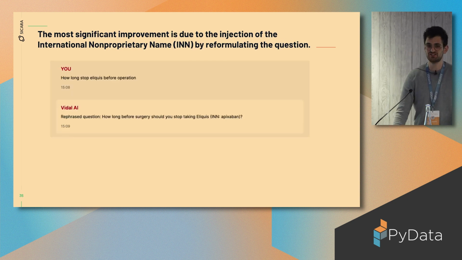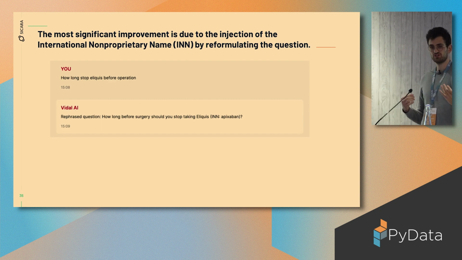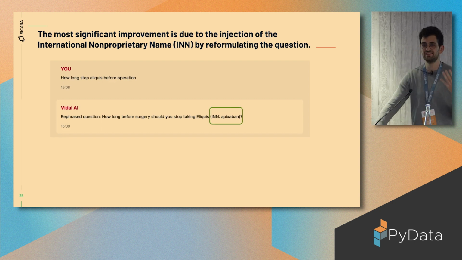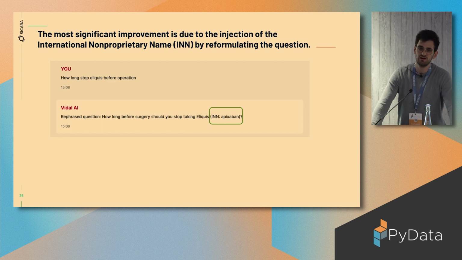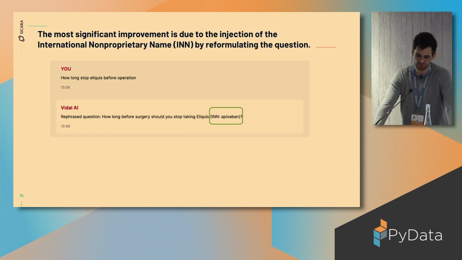And it was actually quite an easy trick. When a user was asking a question, we were reformulating the question to help the retrieval process, and we asked the reformulating part to input the INN. So I just talked about the INN. It's the international non-proprietary name.